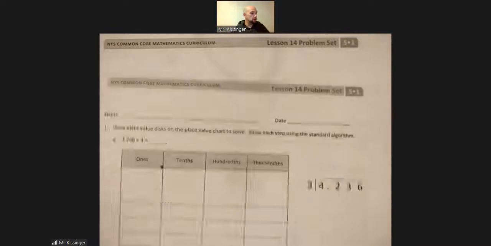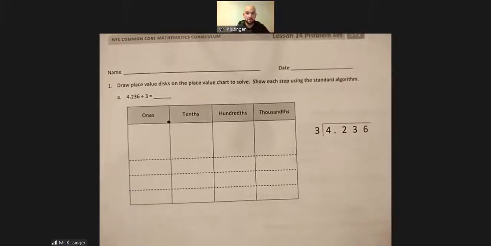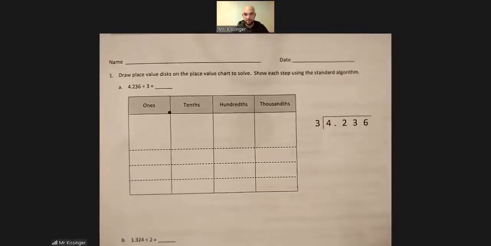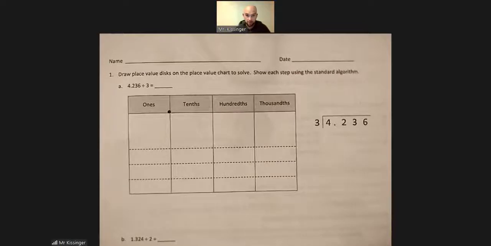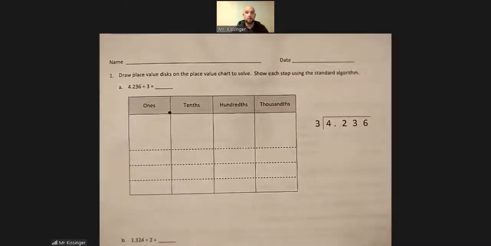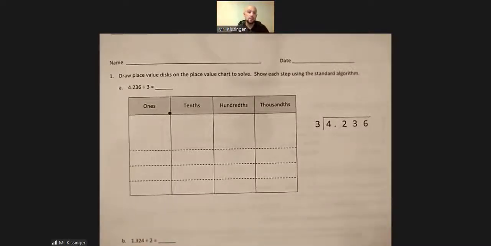So getting started here, let's look at the top of our page. It says, draw place value disks on the place value chart to solve. Show each step using the standard algorithm. So we're going to start on the left side here with this place value chart, and then we're going to do each step in the chart, and then we're going to do it in the standard algorithm to kind of see how one relates to the other.